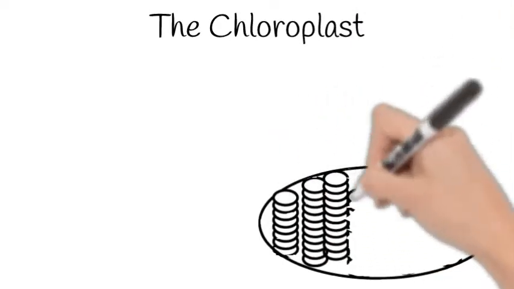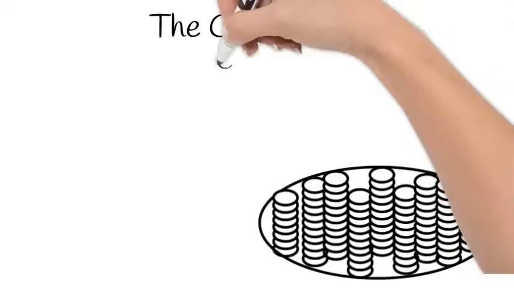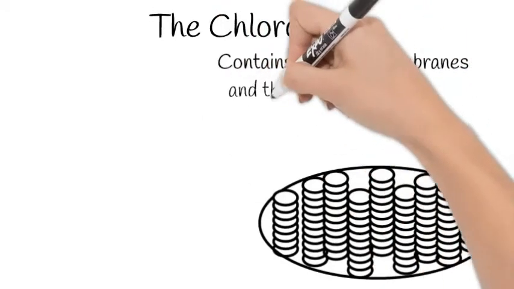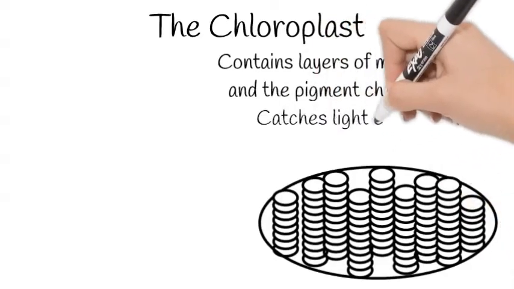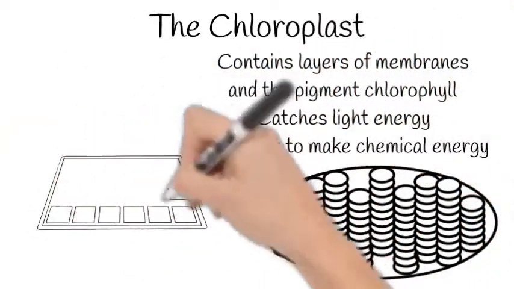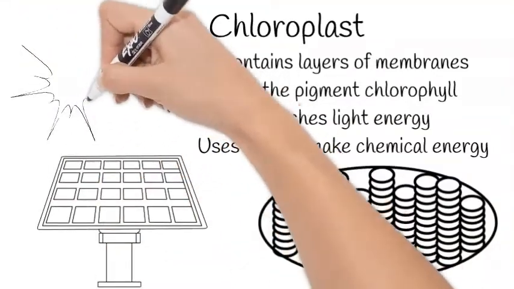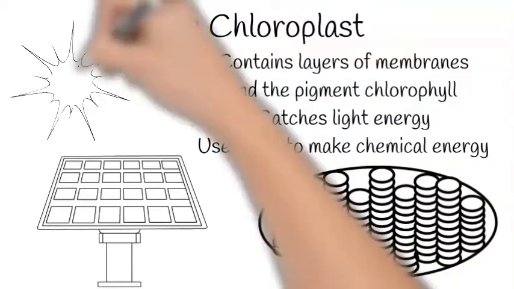The chloroplasts contain layers of membranes and the pigment chlorophyll. It enables plants to capture light energy and conduct photosynthesis. Photosynthesis converts light energy to chemical energy. The chloroplast acts as a solar panel within the cell, turning sunlight into a usable form of energy.